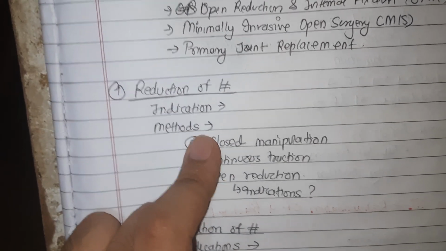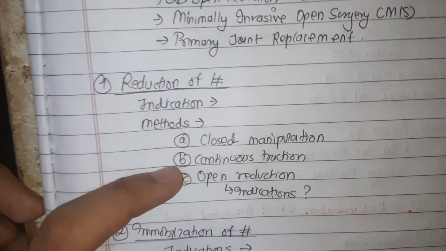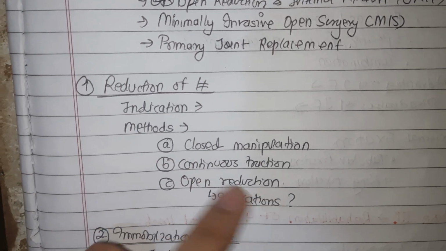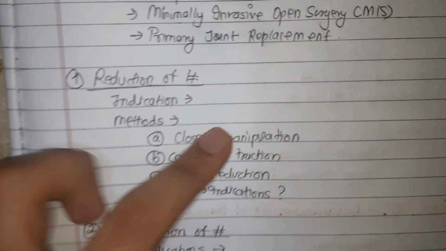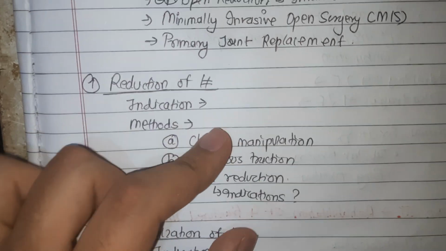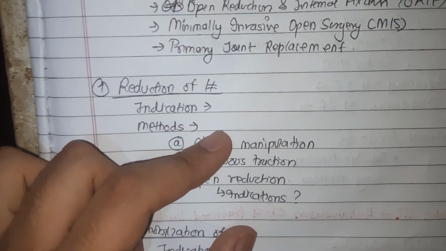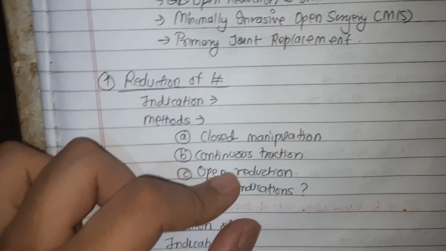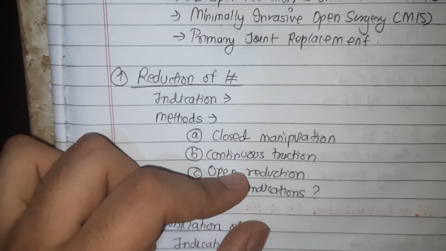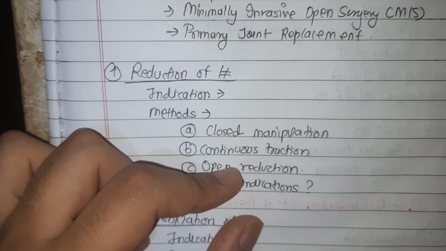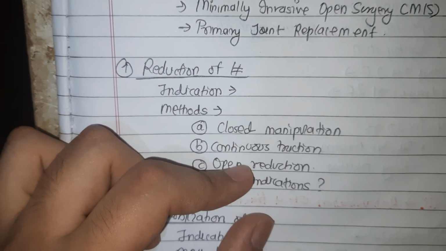The reduction of fracture can be carried out by different methods. We have three different types of method. One is closed manipulation, another is continuous traction, and the third is open reduction. And closed manipulation is the standard initial method of reducing most of the common fractures. This is usually carried out under general anesthesia and requires experience, and this is the art of realigning displaced bone by feeling through the soft tissue.